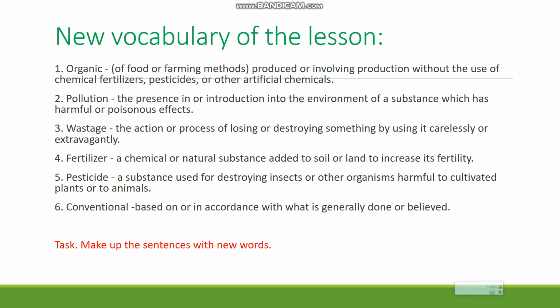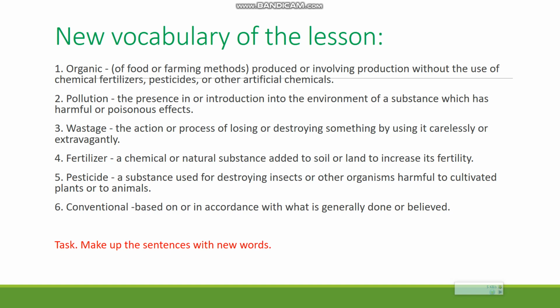The second one is pollution. What does it mean? Pollution is the presence in or introduction into the environment of substance which has harmful or poisonous effects. The third one, wastage. Wastage, the action or process of losing or destroying something by using it carelessly or extravagantly. The fourth one, fertilizer. Fertilizer is a chemical or natural substance added to soil or land to increase its fertility.